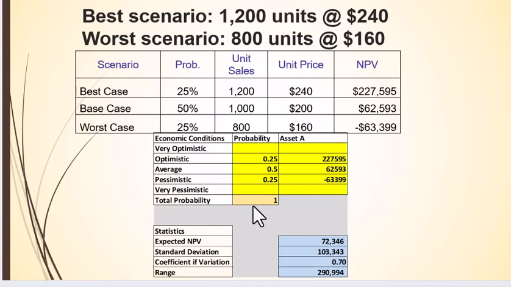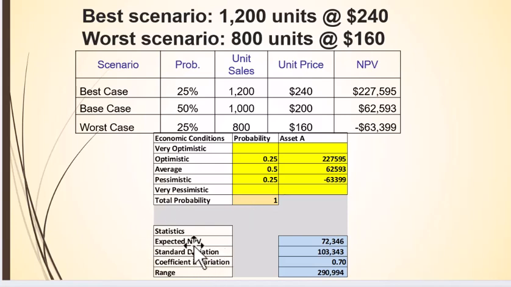Sales will be 1,200. Unit price will be $240. Net present value, then, there's a 25% chance of $227,595. Okay, so this is very similar. In fact, it's identical to the analysis we did with standalone risk when we were talking in the risk chapter and risk videos a while ago.